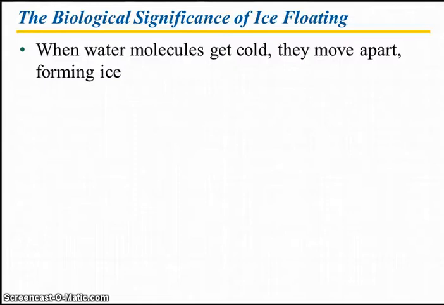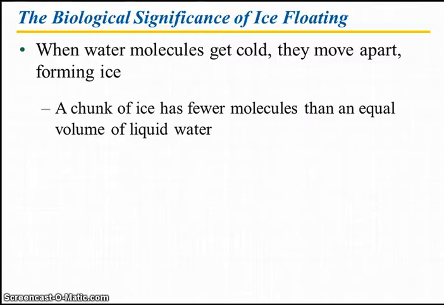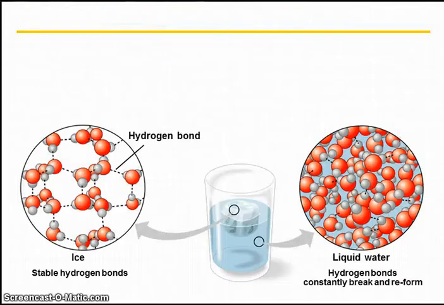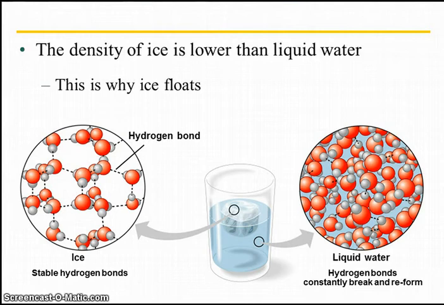And everybody knows ice floats. If you put ice cubes in your water, they rise to the top. But why is that so important for life? What happens is when water is in an icy state, the molecules spread out, so they take up more space. So you can see here, they're more spread out in the ice. That's why ice floats. It has a lower density.